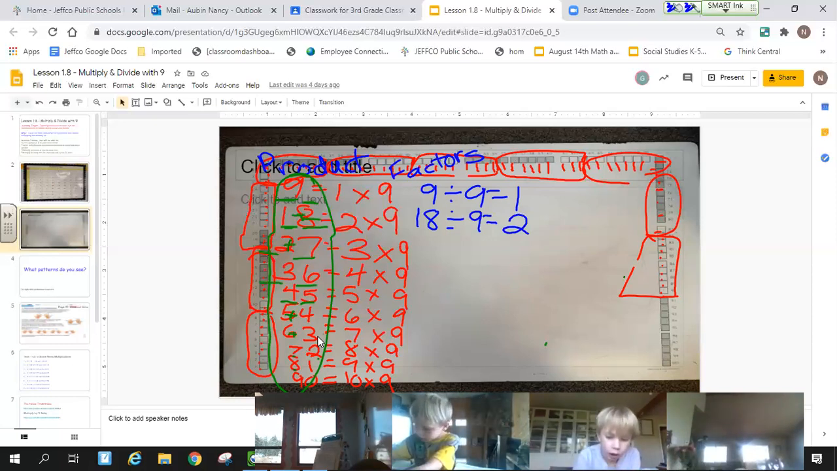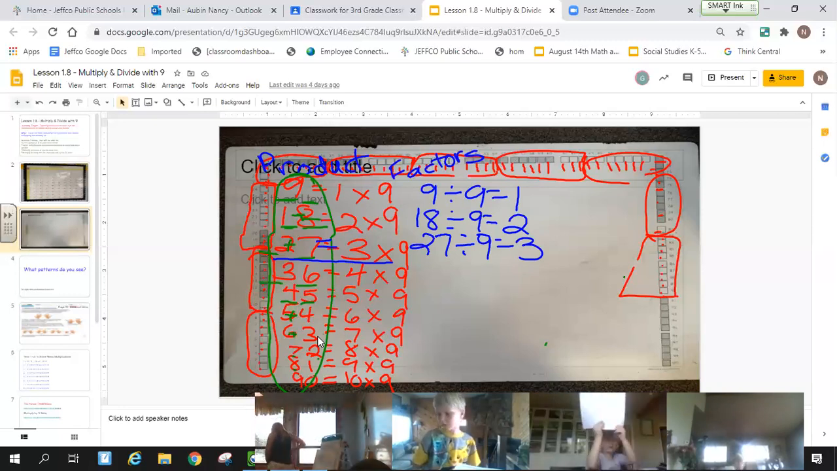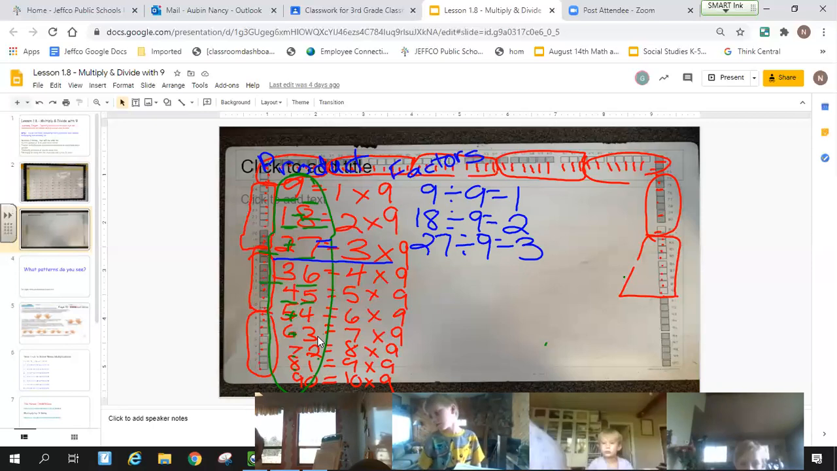Hey, let's start writing our divisions. If we know 27 equals 3 times 9, then we know 27 divided by 9 equals 3. Go ahead and get started. I want to see your boards. We're going to do the division now. Let's see how you're doing with that division.